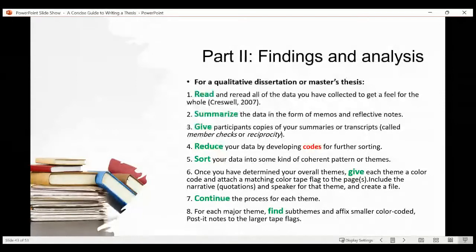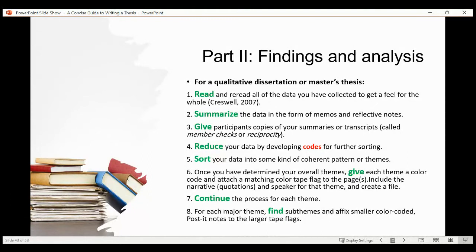For qualitative here, read and reread and reread your data, because you have rich data. You need to read your data again and again. Summarize your data. There is what we call member check. Member check here, when you give your participant the data just to verify whether they say this or not. This is just a kind of extra step that you need to do, or if you want to validate your data. Reduce your data by developing codes.